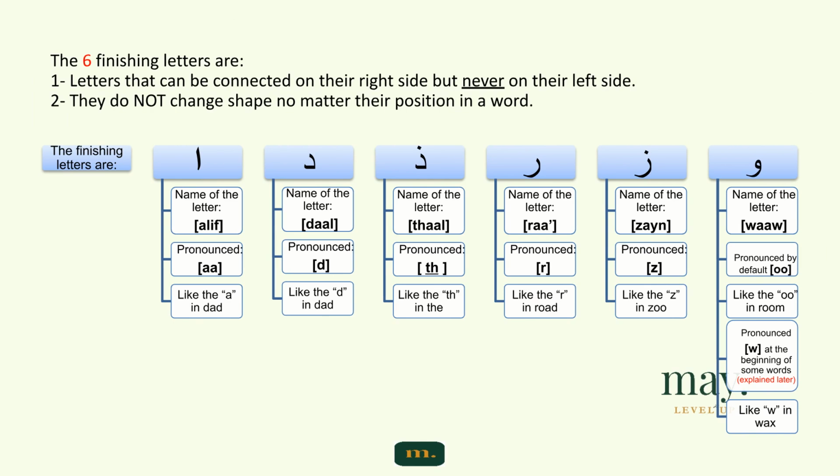To summarize, the 6 finishing letters connect on their right side but never on their left. They also maintain the same shape regardless of their position within a word. The letter waaw is the only one here with 2 different pronunciations based on its position in a word and some other details that I will cover later.